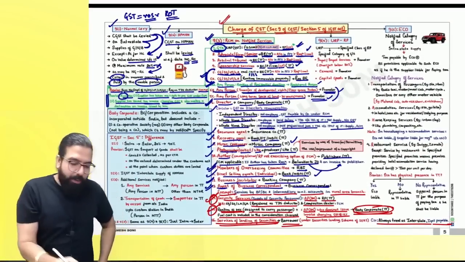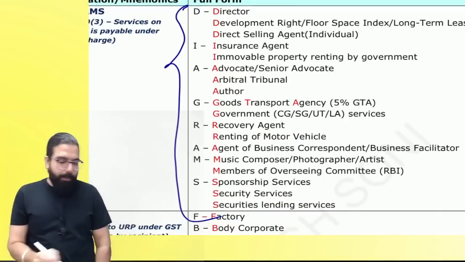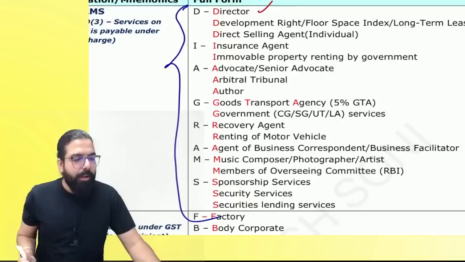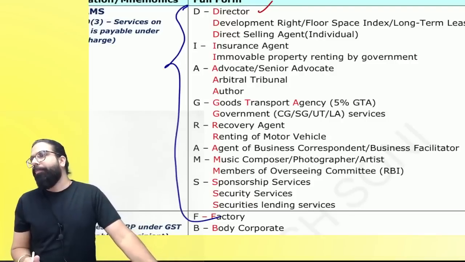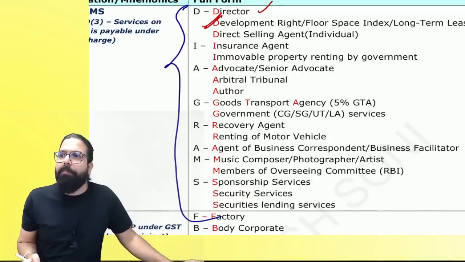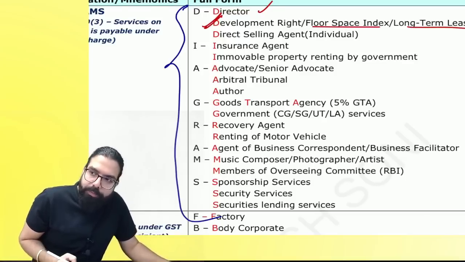Can we go ahead? Now, everyone, what did I tell you till now? I went ahead and told you about diagrams. Correct, everyone? Number one, director's services. Please be very careful about the circular. Independent director, and full-time director. The next one is development right. Always who will pay GST under RCM? Promoter. Floor space index or long-term lease of greater than equal to 30 years.